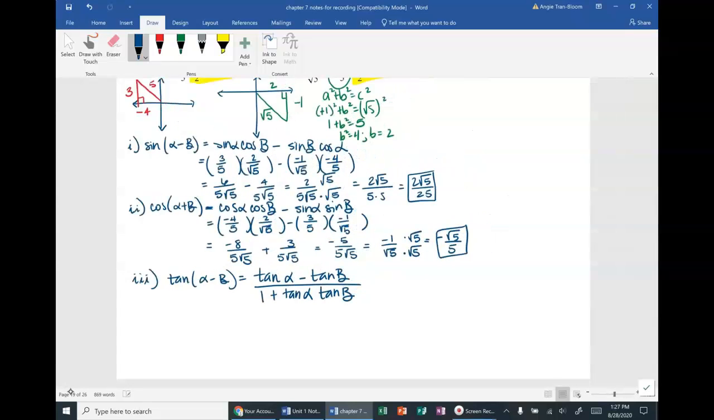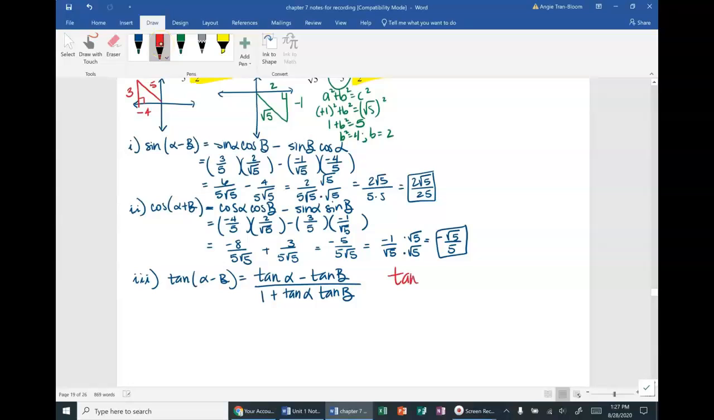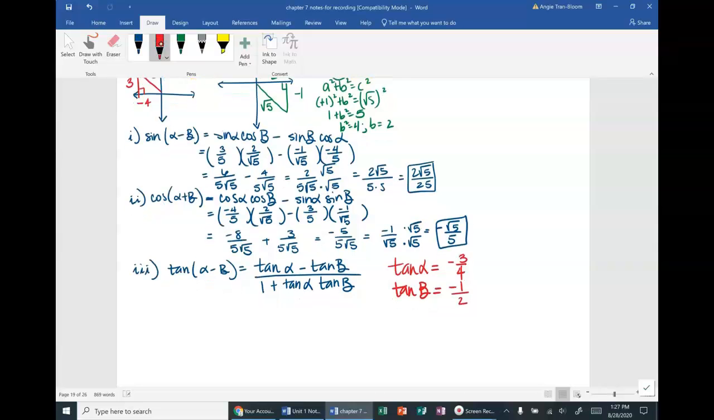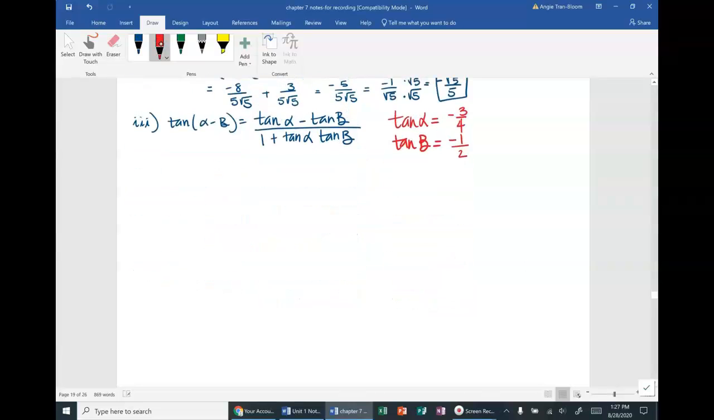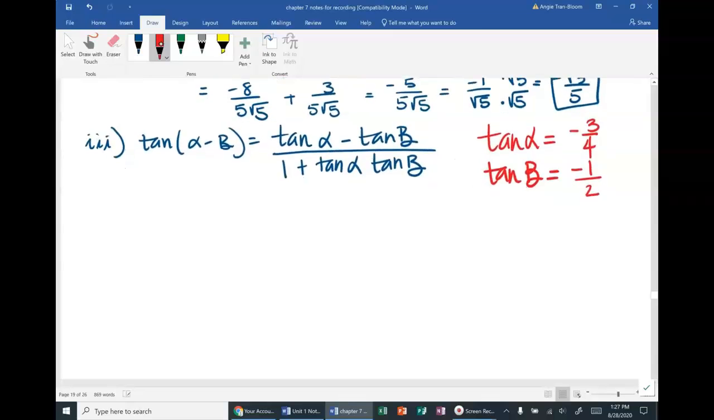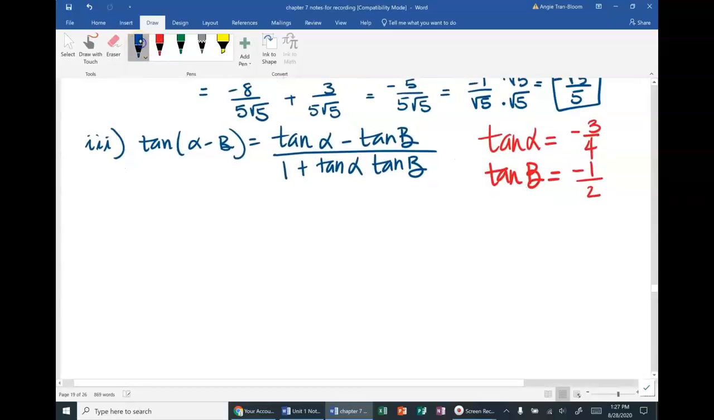I don't remember what it was. So I'm going to write down what tangent of alpha is so I don't have to go up and down, okay? Tangent of alpha is opposite over adjacent, so that's negative 3 over 4. And then tangent of beta is going to be opposite, which is negative 1 over 2. So with those two values, that's really all I needed. I will make this bigger again and get my blue pen and fill things in.